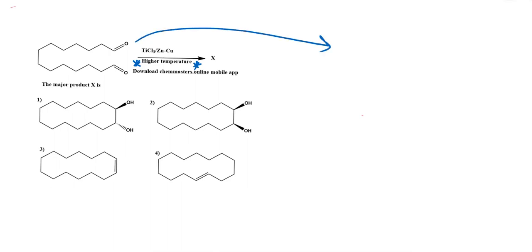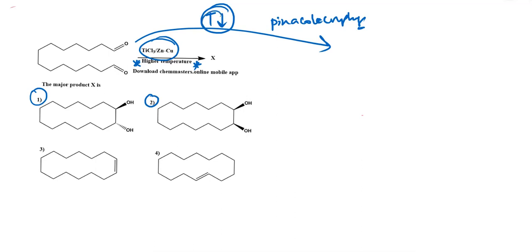Now check the same reaction, with the same catalyst and reaction conditions, at lower temperatures. If the reaction takes place at lower temperature, then the reaction is simply pinacol coupling. In that pinacol coupling, we can get two products, 1 and 2, at lower temperatures. But here the trans product is major, 70%, when compared with the cis product, which is produced only 30%.